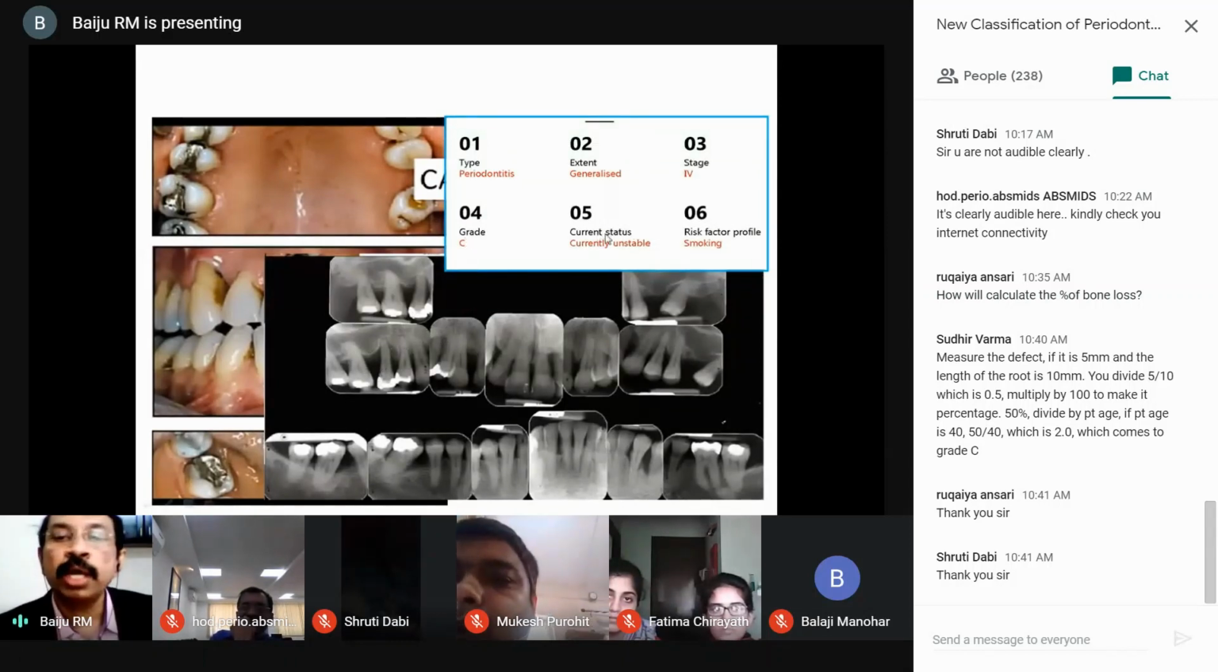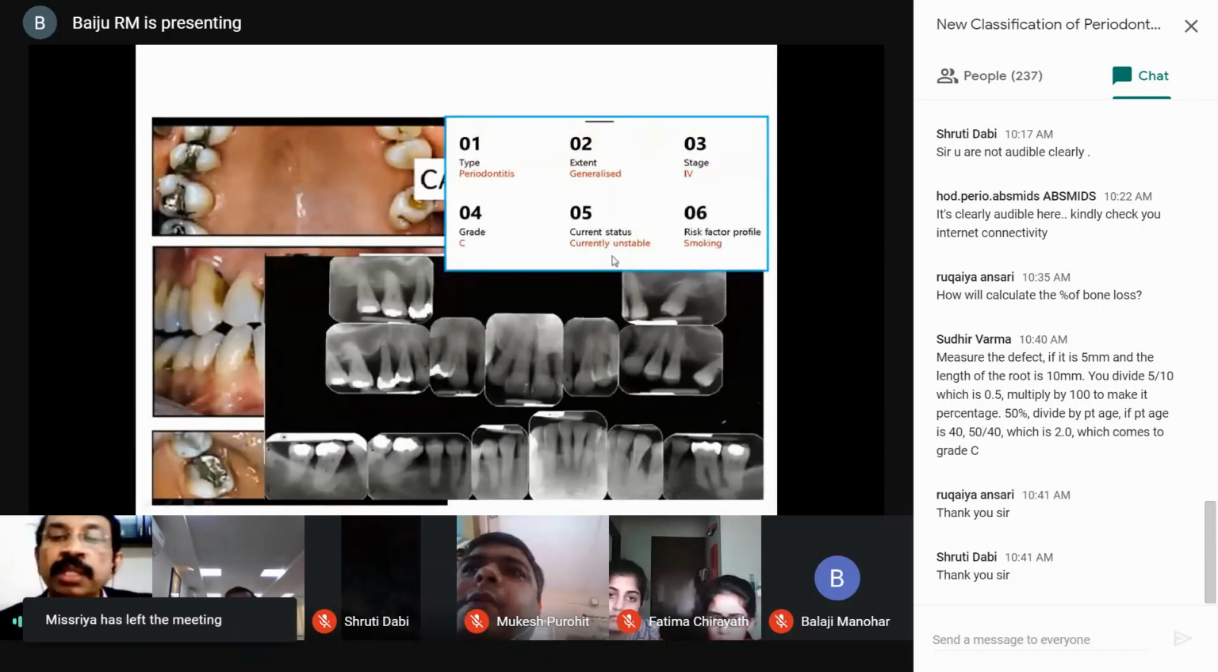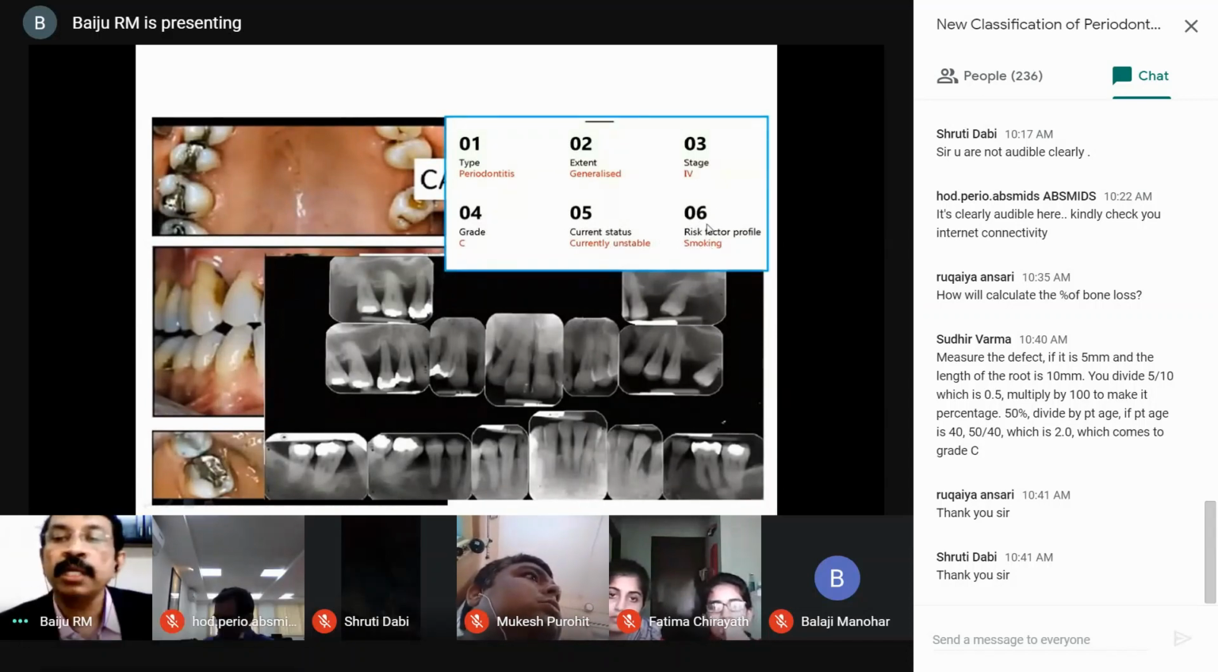And when I look at the pocket charts and the readings, I know that there are 4 to 8 millimeter pockets. There are pockets which are deeper than 5 millimeters. There are plenty of sites that are bleeding. There are more than 10% of sites that bleed. That shows the patient is currently unstable. And the patient gives a risk factor of smoking, that is included as a risk factor.